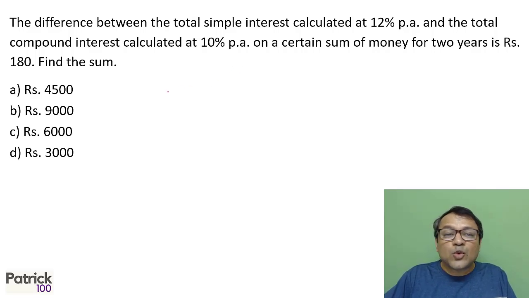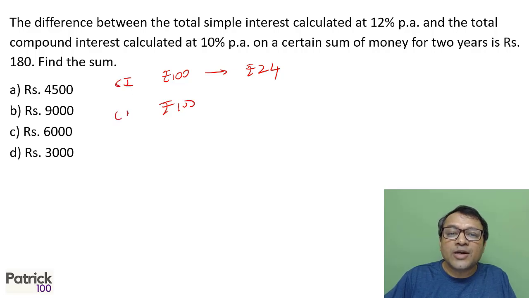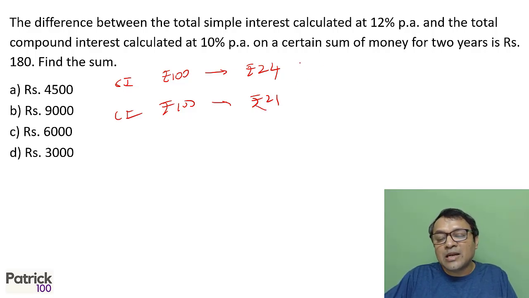Simple interest calculate 12%. So let's say I'm just taking 100 rupees for the sake of it. So when you take 12% interest for 2 years, it becomes rupees 24 interest. And compound interest will give you 21. You should know that 10% for 2 years gives you 21 rupees interest. 10 plus 10 plus 10 into 10 upon 100. So the difference is 3 rupees.